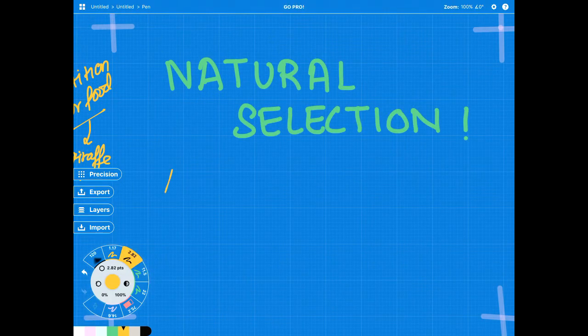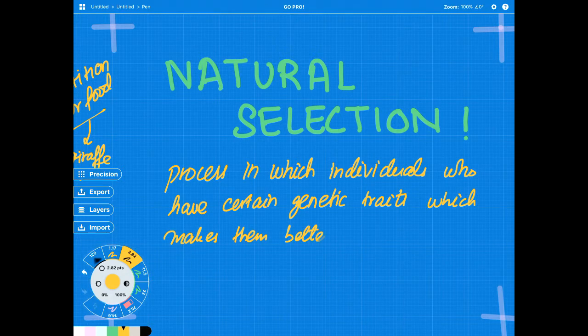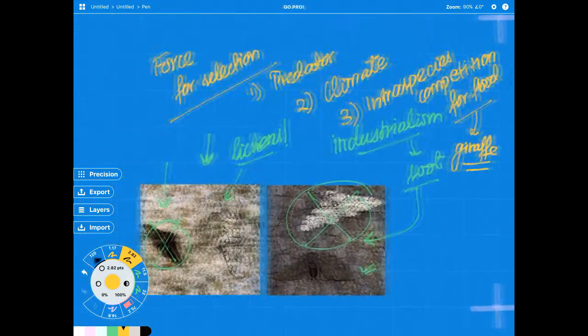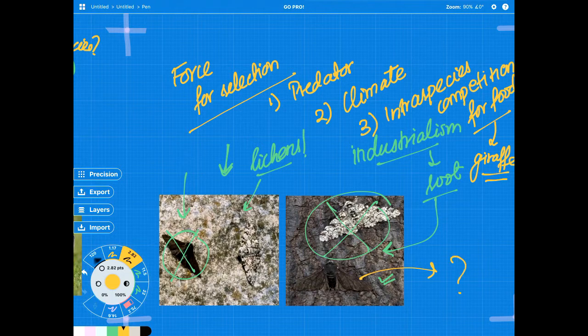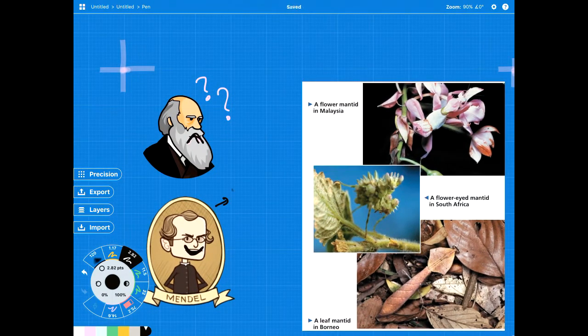This is defined as the process in which individuals who have certain genetic traits which make them better adapted to their environment tend to survive and reproduce, hence increasing their proportion in future populations. Wait a minute, but now you should ask, from where did that black moth come from in the first place? And that is when we move up another step to what led to this. Now this is where Darwin went clueless, and in came Mendel.